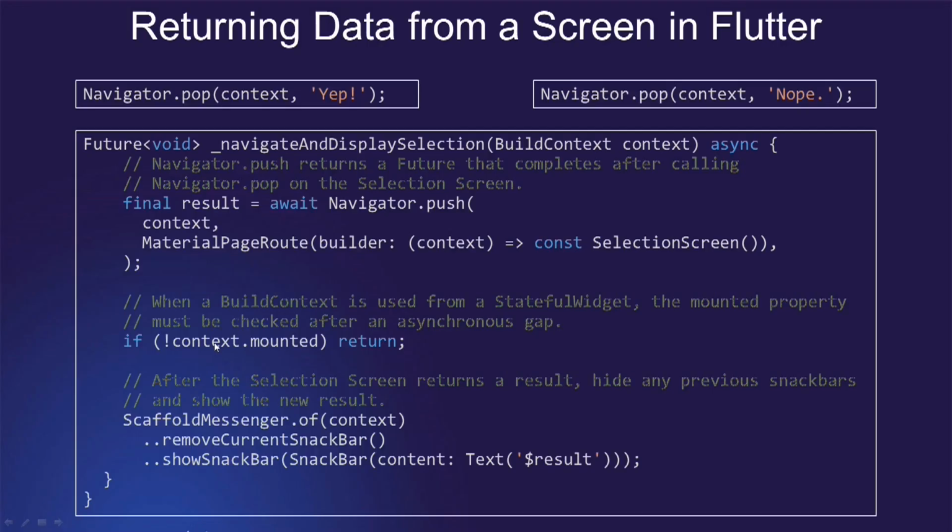When BuildContext is used from a stateful widget, the mounted property must be checked after the asynchronous gap. So here I write: if not mounted then we must return. If the user has selected on the screen which returns a result, hide any previous snack bar and show the new result. So here I define ScaffoldMessenger.of(context), then removeCurrentSnackBar if any, and then show a SnackBar with a Text of whatever result is returned from the previous screen. That is provided in this result when the push completes. So this is how we can return data from a screen in Flutter.